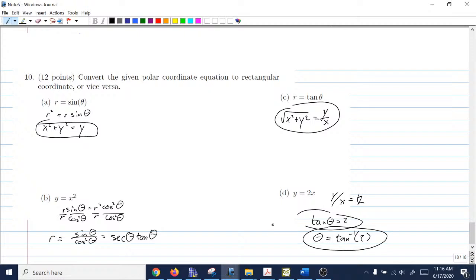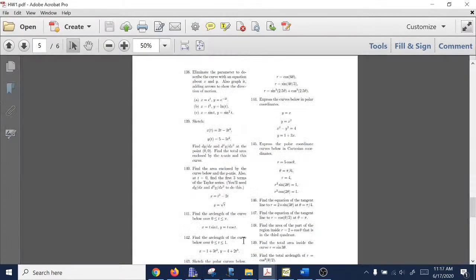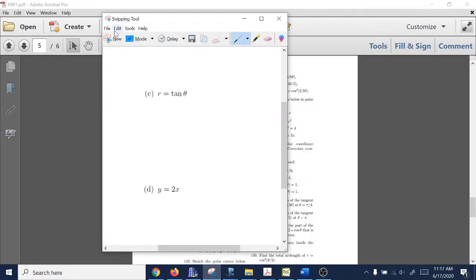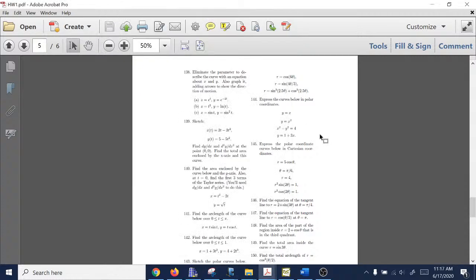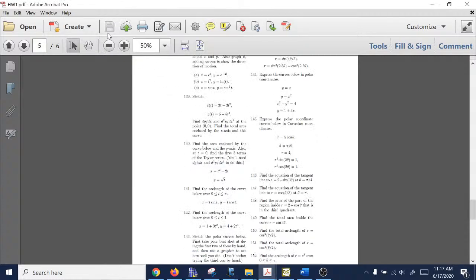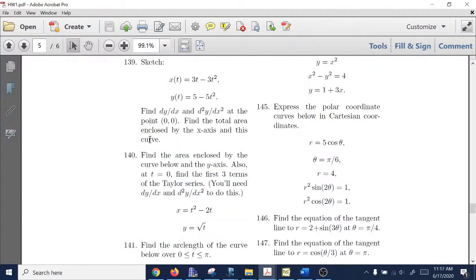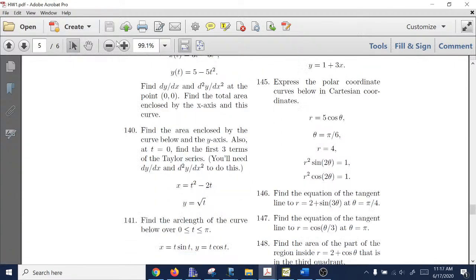And that's the end. I got a text asking me to do number 140 from the homework, so I'll do that. Do I still have the homework open? Here it is, 140 from the homework. I guess I should zoom in before I copy it. Zoom, zoom, zoom.